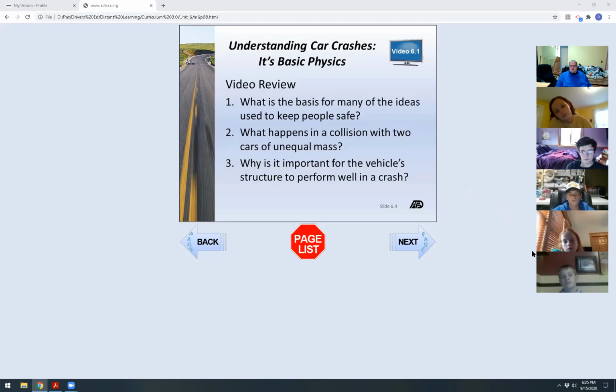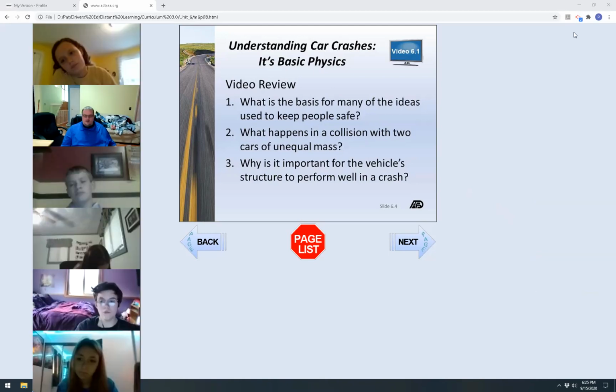So if a car that's small is hit by a car that's large, what happens? Let's go with Morgan. They hit at the same time and then they both have the same results at the end. All right, that's part of it.